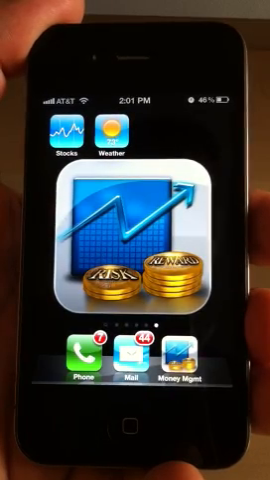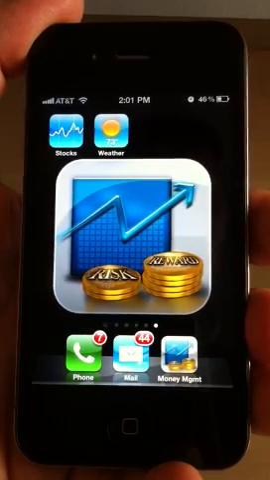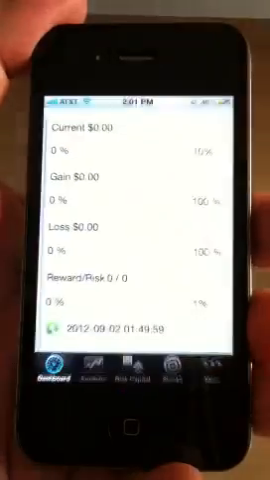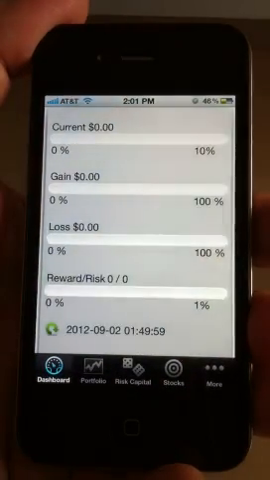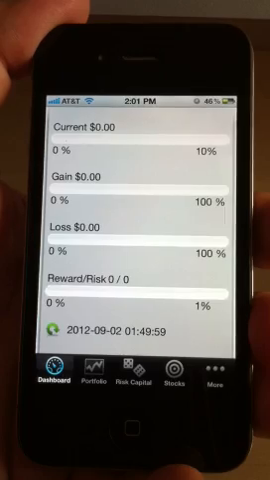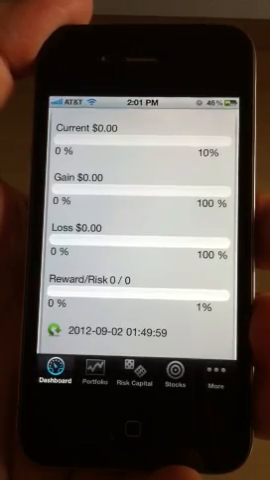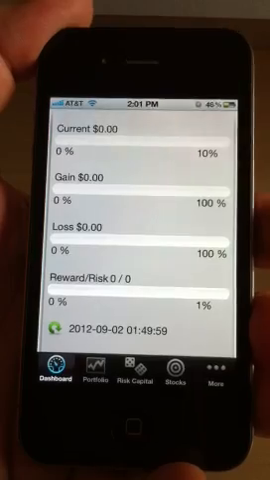Successful long-term investing requires strict money management combined with appropriate risk-taking. Money management for iPhone helps investors to determine when to buy or sell a stock, at what price and number of shares, based on their historical trading success and risk tolerance.